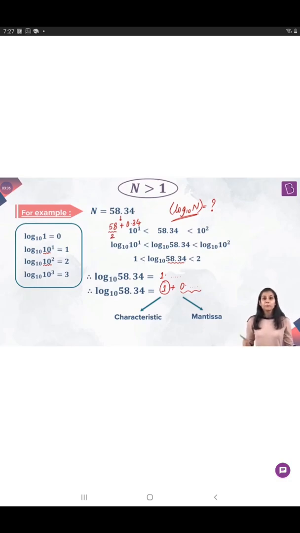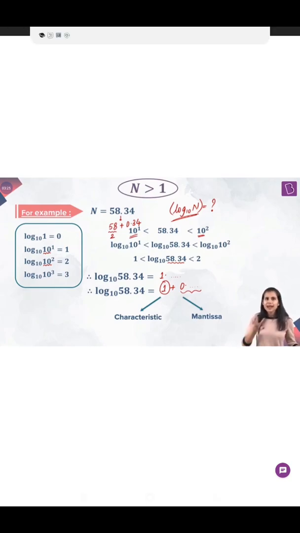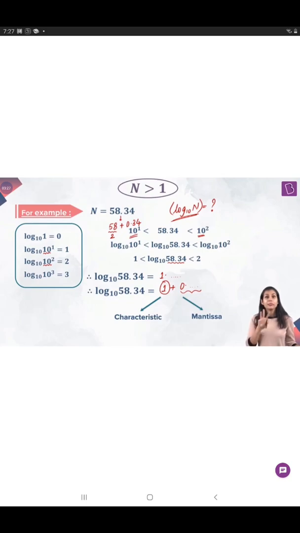And why is it happening? Because your given input has 2 digits in the integral part. That's why that input is lying between 10 to the power 1 and 10 to the power 2. Yes. That means its log value is lying between 1 and 2 and hence its characteristic is 1. Suppose your given input would have had 3 digits in the integral part. In that case, your input would have been lying between 10 to the power 2 and 10 to the power 3. So its log value would have been lying between 2 and 3 and hence 2 would be its characteristic, which is 3 minus 1.